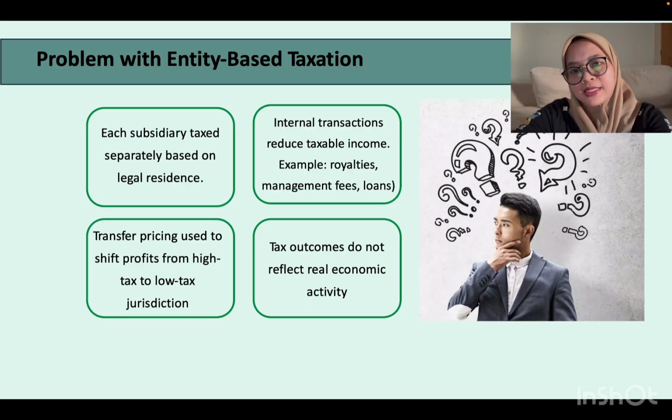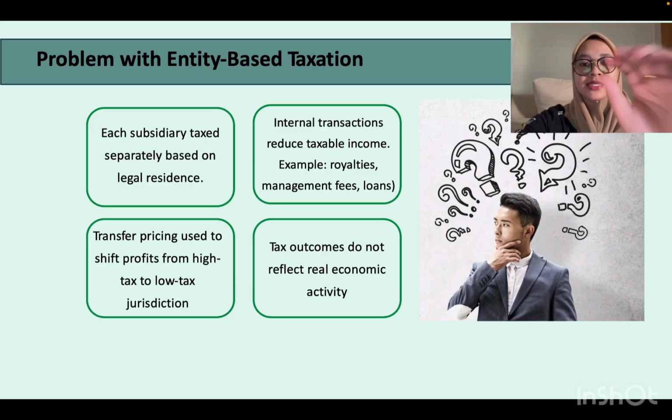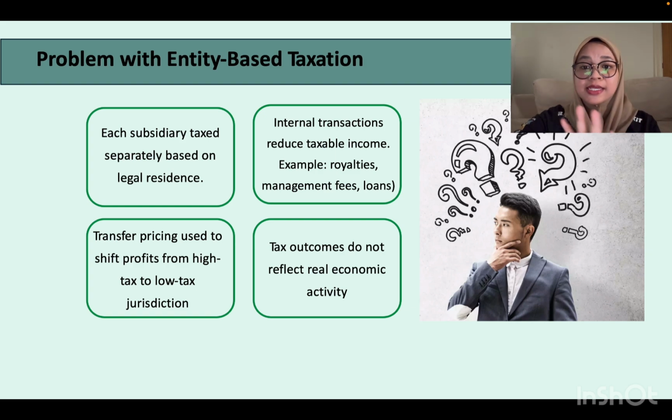What is the problem with entity-based taxation? Here are the four points of the problem with entity-based taxation. Under the current international tax system, each subsidiary of a multinational corporation is taxed separately based on its legal residence. This means that profits are assessed at the entity level rather than across the entire corporate group. Multinational firms often engage in international transactions between subsidiaries, such as the payment of royalties, management fees, and interest on intercompany loans. These internal charges can significantly reduce taxable income in high-tax countries.